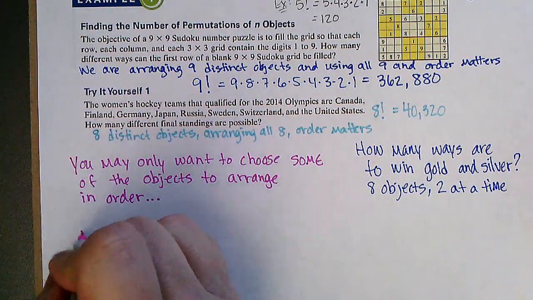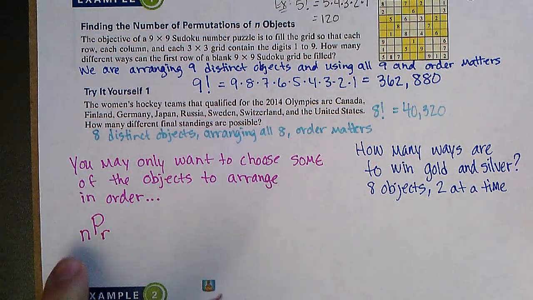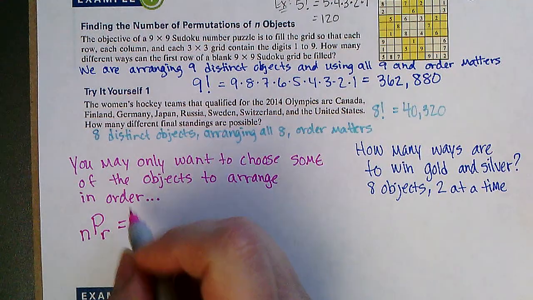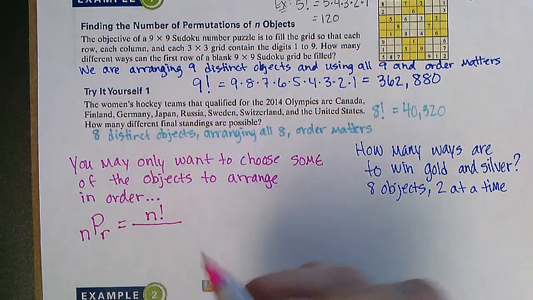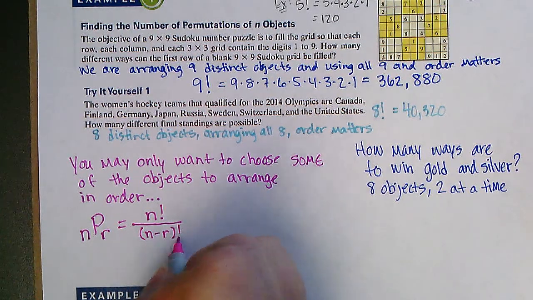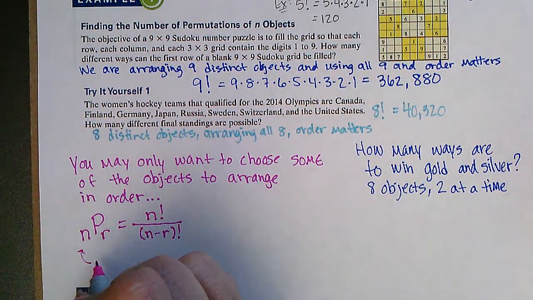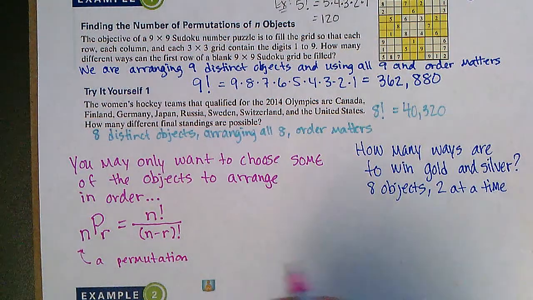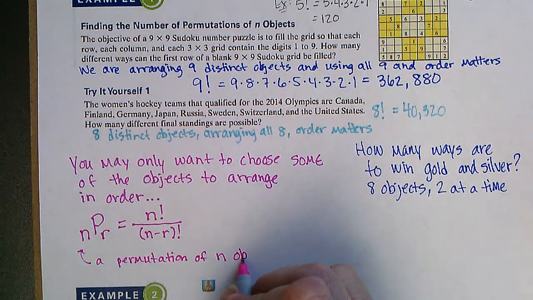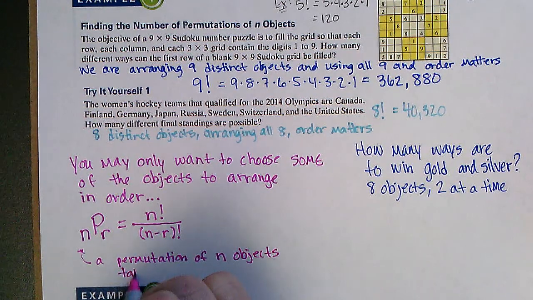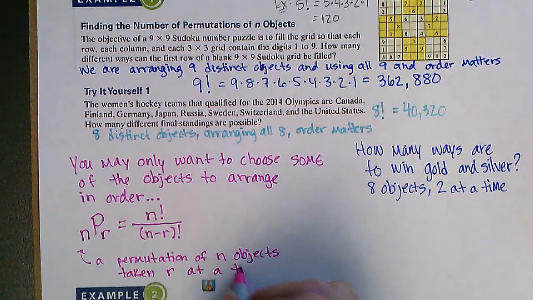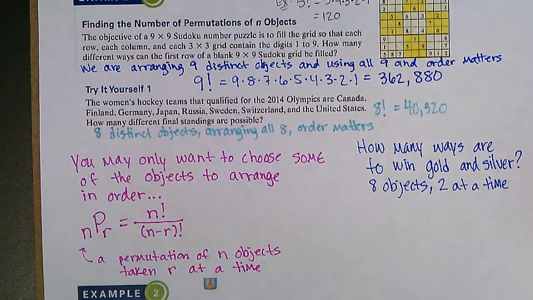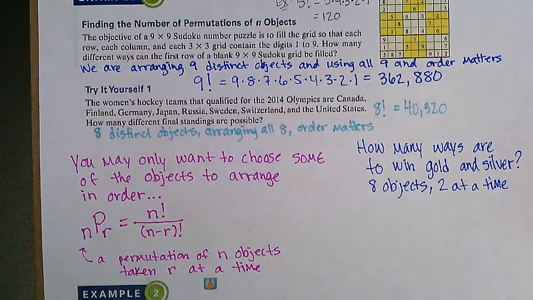So there's a formula for that, and there's a notation. The n and the r are what we call subscripts. And the formula is that we will do n factorial divided by n minus r factorial. So this is actually a permutation. A permutation is arranging things when order is important. So it's a permutation of n objects taken r at a time. So this is the formula that we'll use when we have a certain number of objects that we're arranging in order, when order matters, but we're not going to arrange all of them. We're only going to arrange some of them.